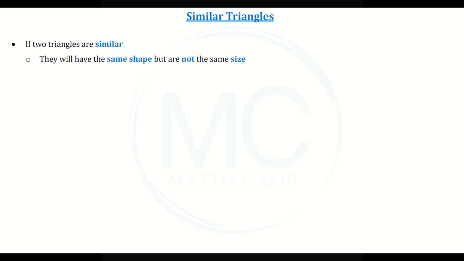When working with similar triangles, we use this symbol that looks like an equal sign that's been tipped on its side with one additional line. Let's say that triangle ABC is similar to triangle DEF. We write this as triangle ABC is similar to triangle DEF.